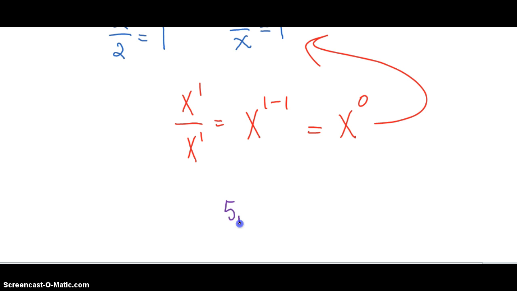So what is 5,673 to the 0 power? Anyone? Anyone?